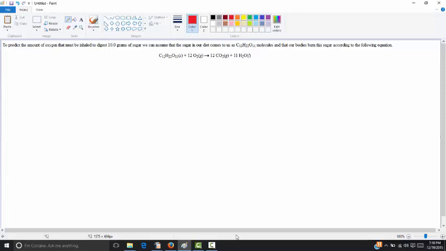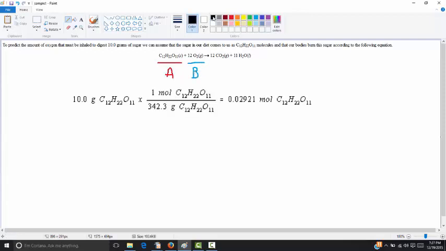Alright, here's a sample question. You're given the reaction here. Now, C12H22O11, which is sugar, plus oxygen, will give you carbon dioxide and water. So what you're given is 10 grams of sugar, and you're going to be asked to find how much in mass of oxygen is used. Following our slides, this part here is for our example here. This will be A, and that will be B.